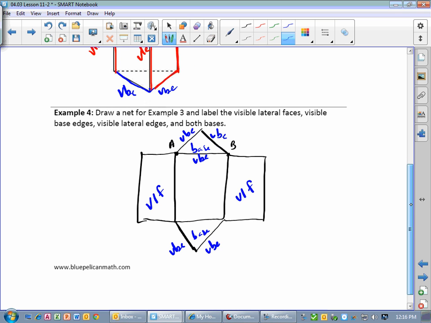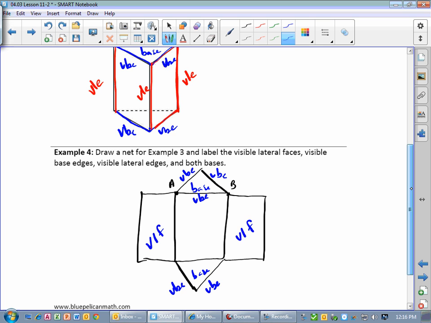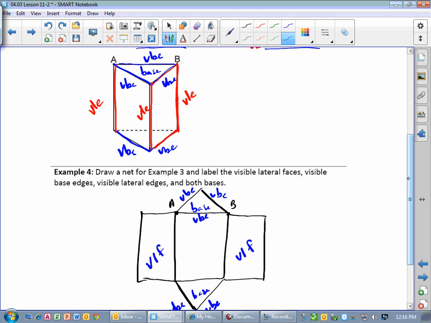Okay. Let's see here. Lateral edges now. Well, we had three lateral edges when we drew it that way. Let's think about which ones we can see. Well, we can see this one coming down from B, right? So that means we can see this kind of seam right here, right? So this is a visible lateral edge. We could also see the one coming down from A. So that's a visible lateral edge. And then we can see where the two meet up, right? Which would be the end of this one, but also this one.